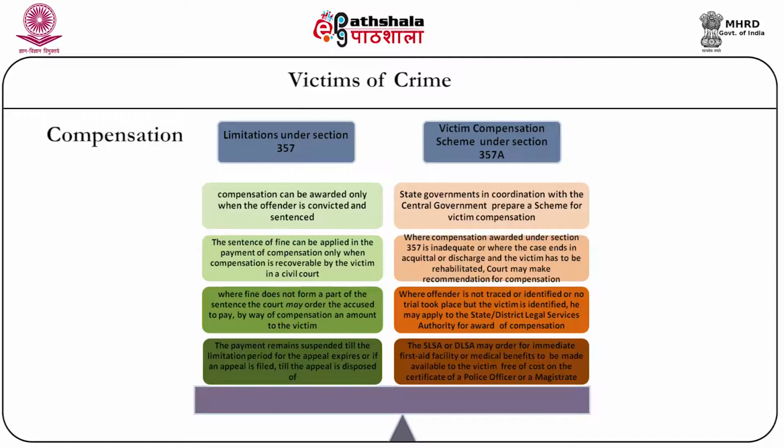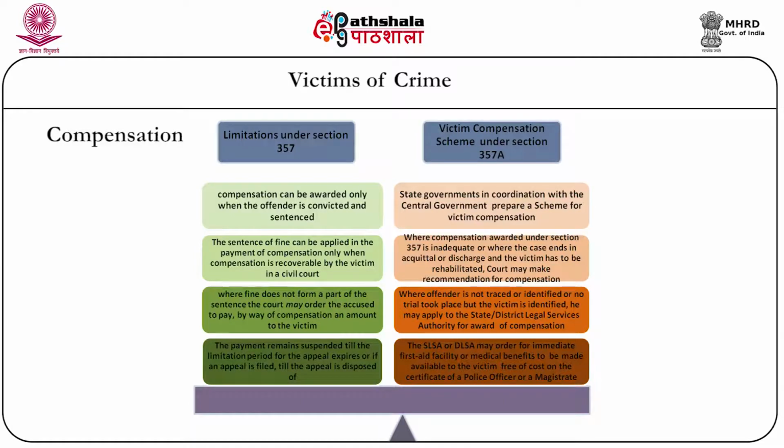Now, section 357 has limitations like compensation can be awarded only when the offender is convicted and sentenced. The sentence of fine can be applied in the payment of compensation only when compensation is recoverable by the victim in a civil court. Same way, where the fine does not form part of the sentence, the court may order the accused to pay by way of compensation an amount to the victim. And lastly, the payment remains suspended till the limitation period for the appeal expires, or if an appeal is filed till the appeal is finally disposed of.